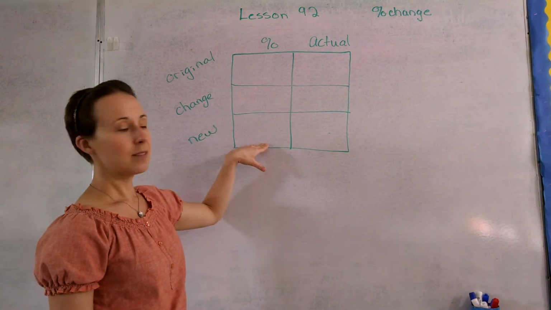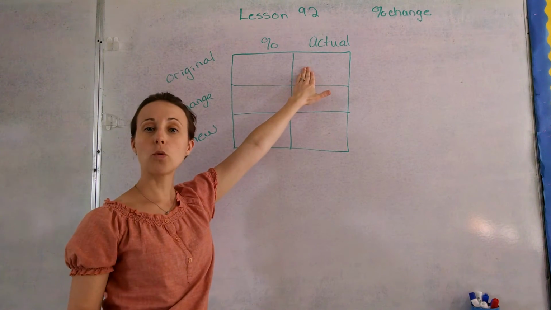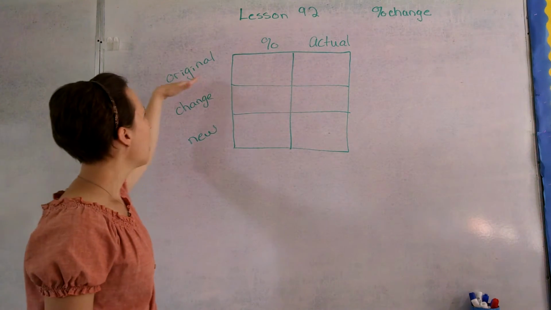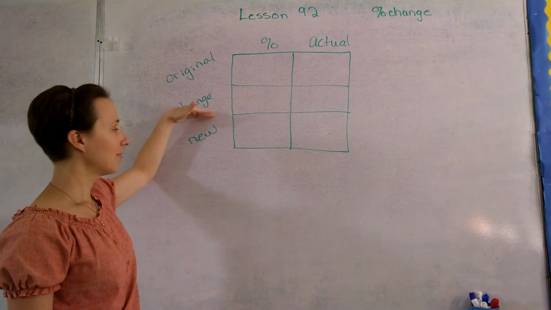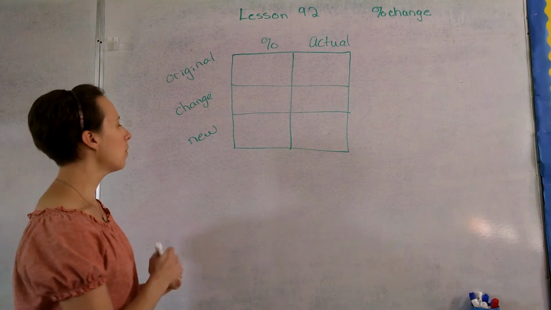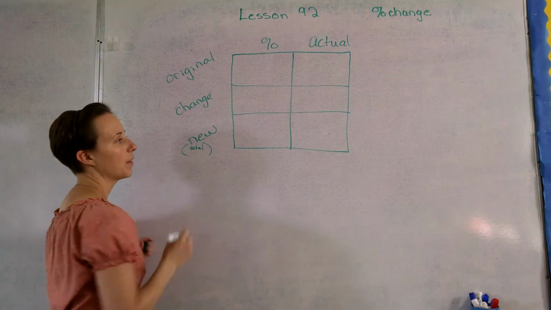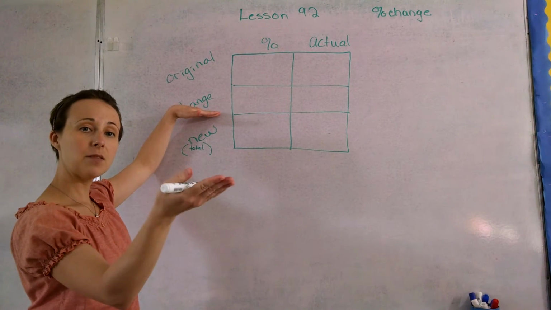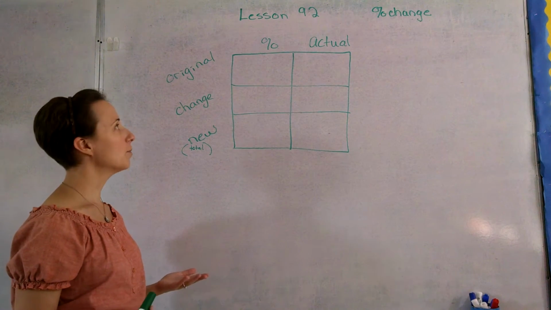We're going to have two columns, the percent and the actual. The actual may be a total or it may be an amount of money. We're going to have the original amount, the change, and then the new amount. The new amount is very similar to our total column that we had before. The only difference being that now we might have a change that's positive or a change that's negative. Let's try a few and see how we do.